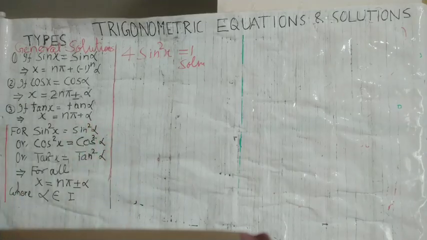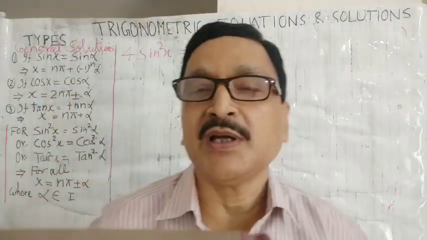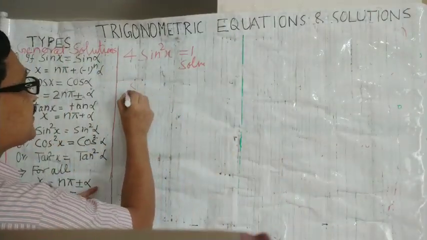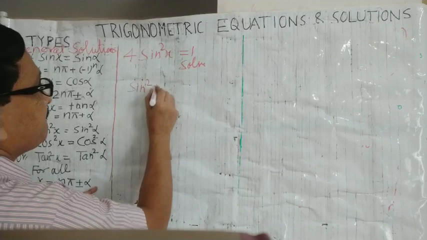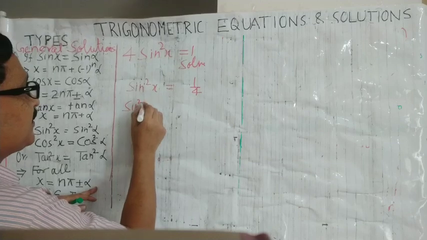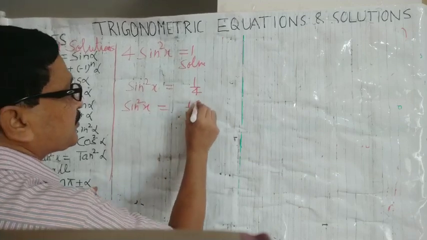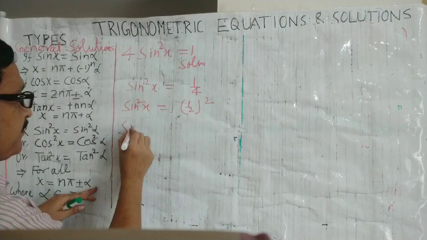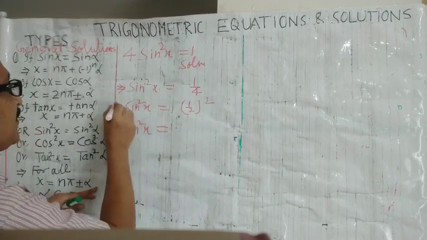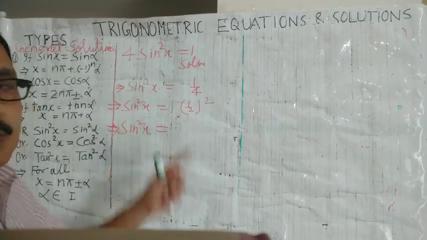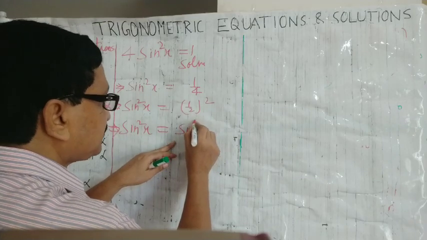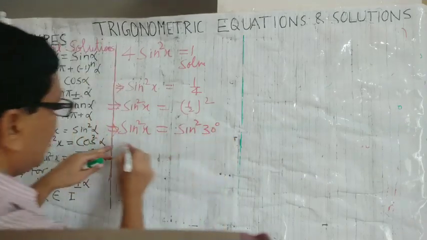The meaning of solve is that we have to find the general solution of this. So let us see. Sine square x is 1 by 4. This is sine square x equal to 1 by 2 whole square. Now 1 by 2 is the value of sine 30 degree. So this is sine square 30 degree.